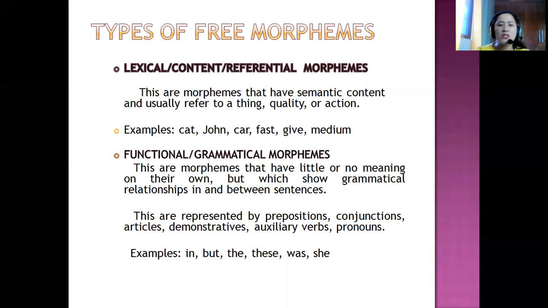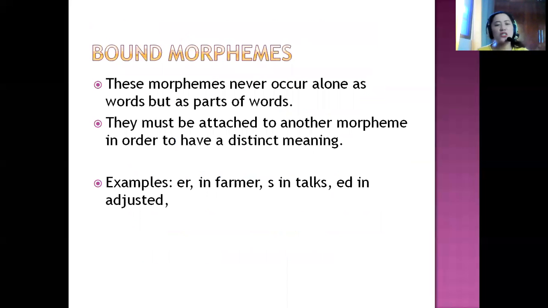Okay, so let's proceed to the second type of morpheme. First, we have the free morpheme, or the independent morpheme. So here we have the bound morpheme or the dependent morpheme. It means that it is depending on the free morpheme; these morphemes are attached to the free morphemes. So they never occur alone as words, but as parts of words.